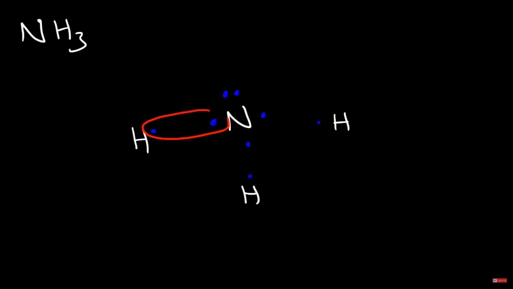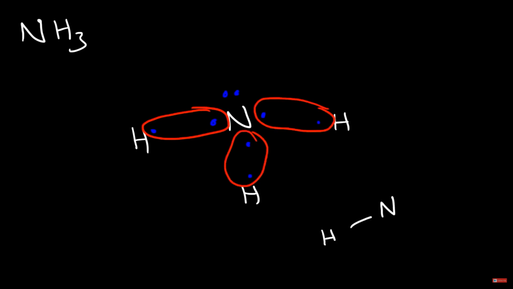So let's consider our next example, ammonia. How can we draw the Lewis structure of ammonia? Now, nitrogen has 5 valence electrons, and hydrogen each contain 1 valence electron. So these two electrons will be used to form a single bond. That's another single bond, and that's going to be another single bond. So the Lewis structure for NH3 looks like this.